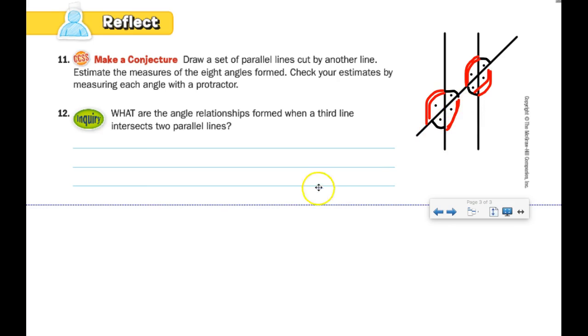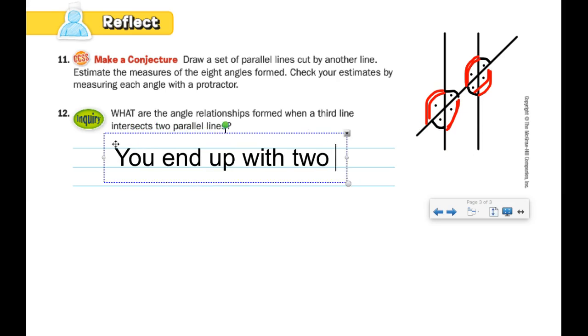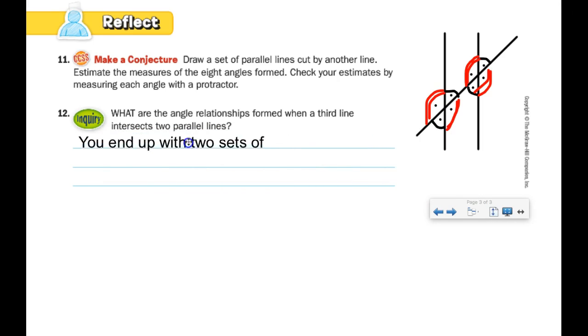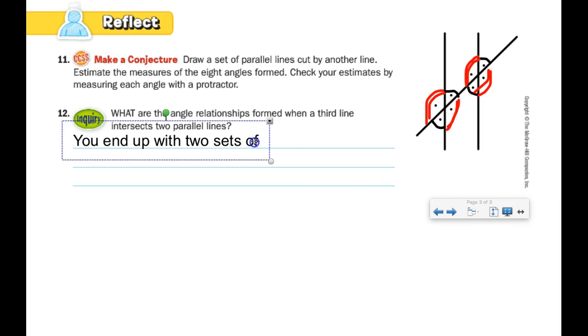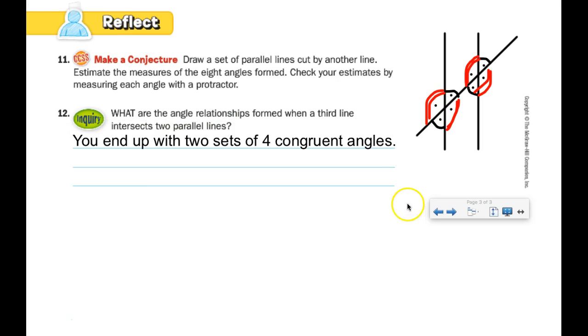Two sets of 4 congruent angles. And that's kind of where we'll leave it for now, those angle relationships. The black angles are all congruent to each other. The red angles are all congruent to each other. And we already talked about the supplementary side of things, so I don't really think we need to say a whole lot more about that.